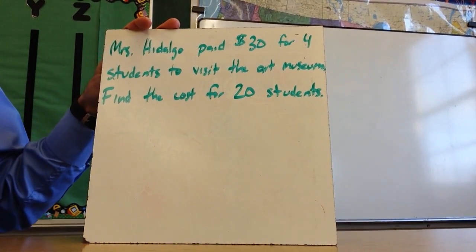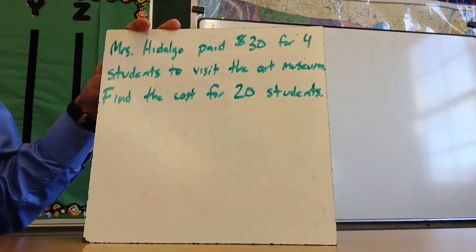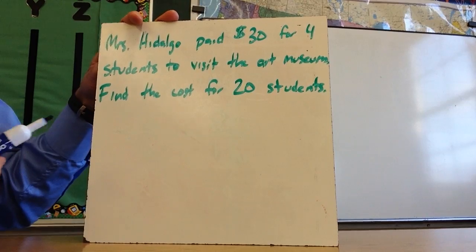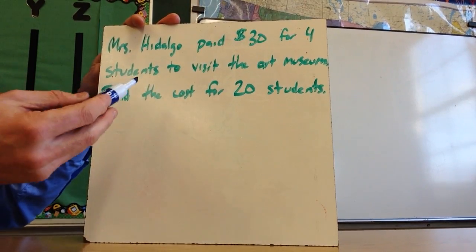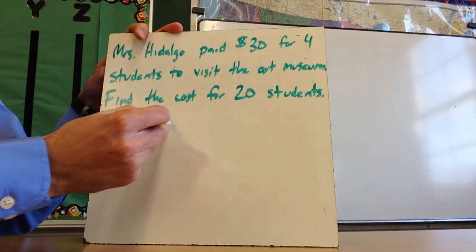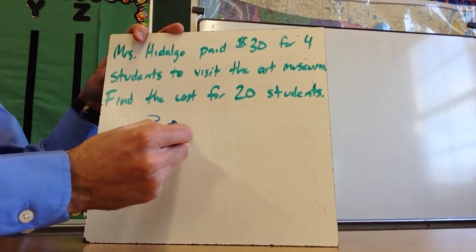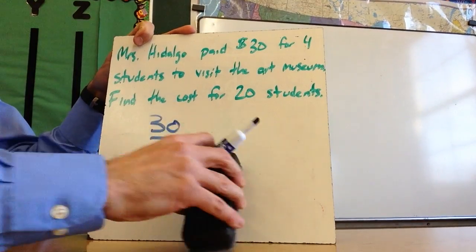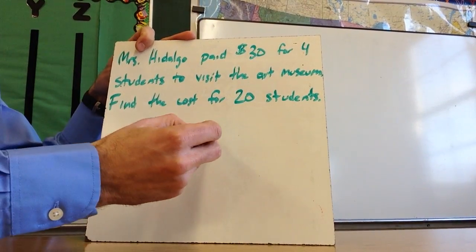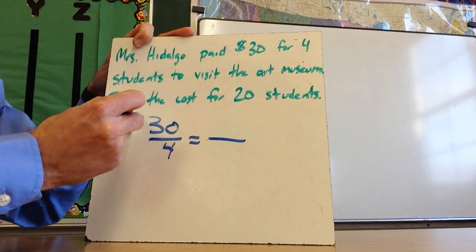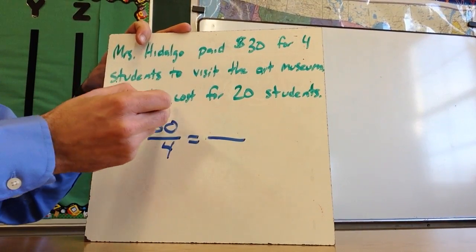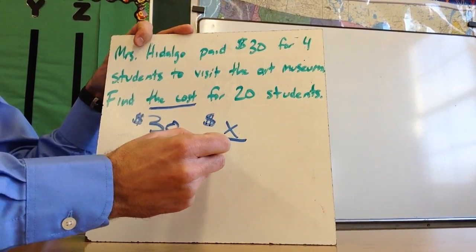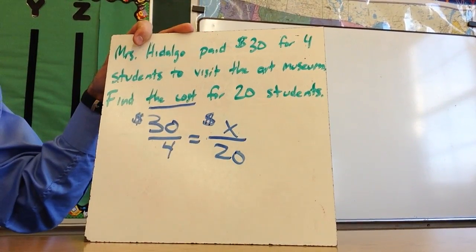All right, now, how might I use this in real life? Miss Hidalgo paid $30 for 4 students to visit the art museum. Find the cost for 20 students. So I can create a ratio, or a proportion, to solve this problem. I've got $30 is how much it costs for 4 students. My question is, how much does it cost for 20 students? Keeping in mind that dollars is on top and I'm trying to find the cost, my dollars is going to be my x, and this is 20 students.